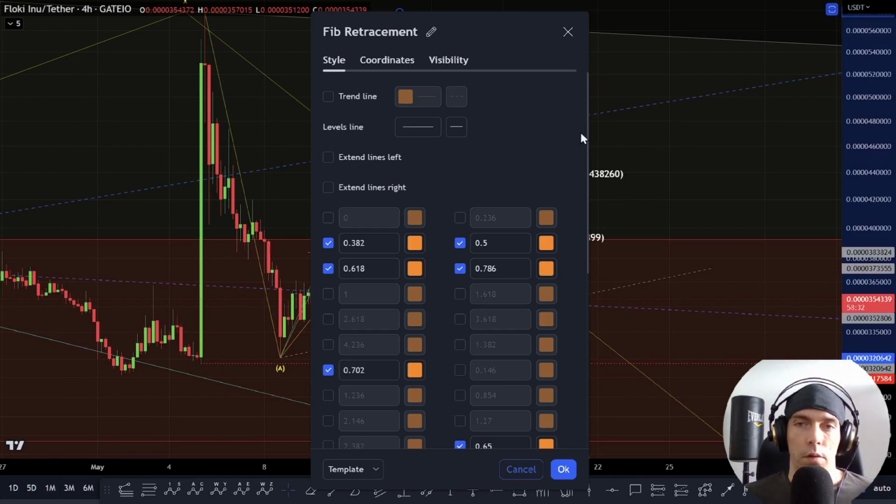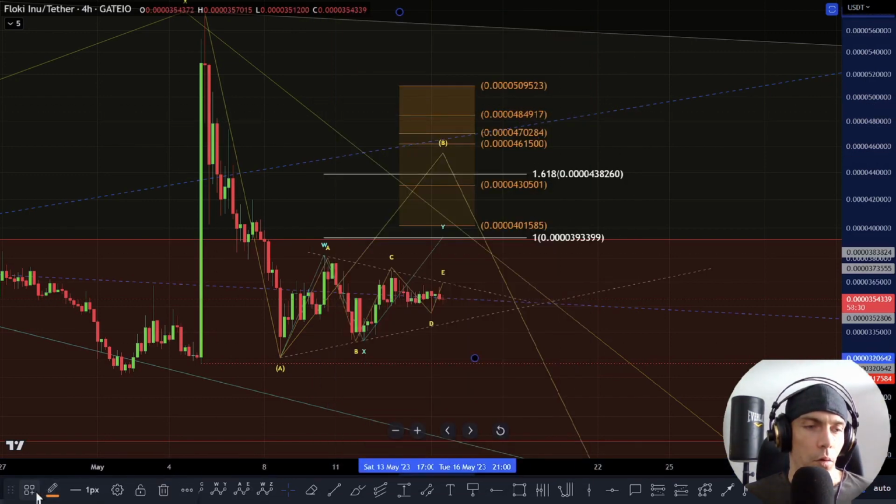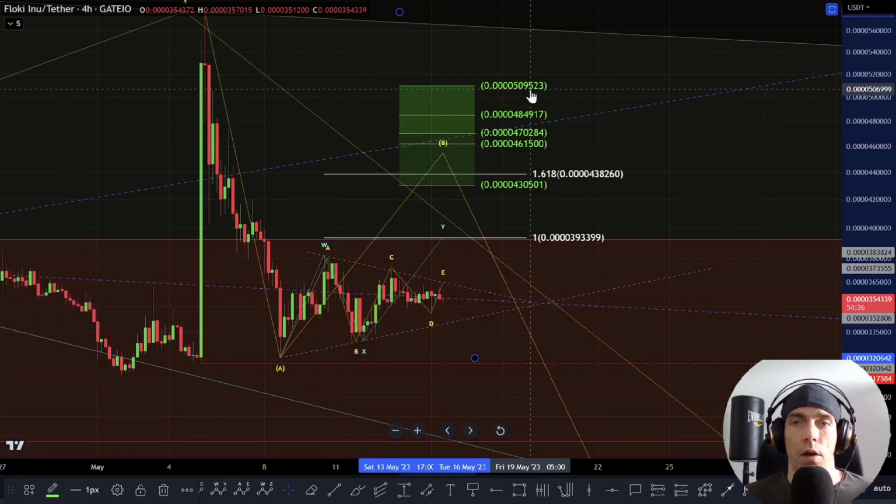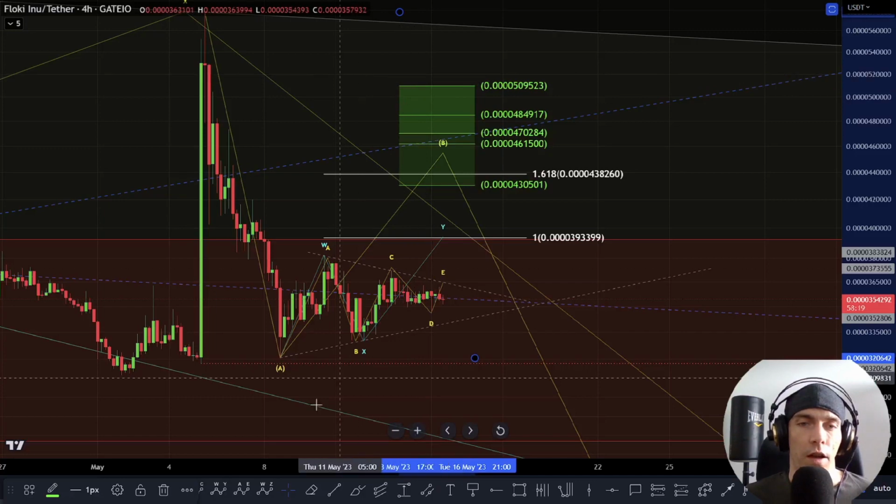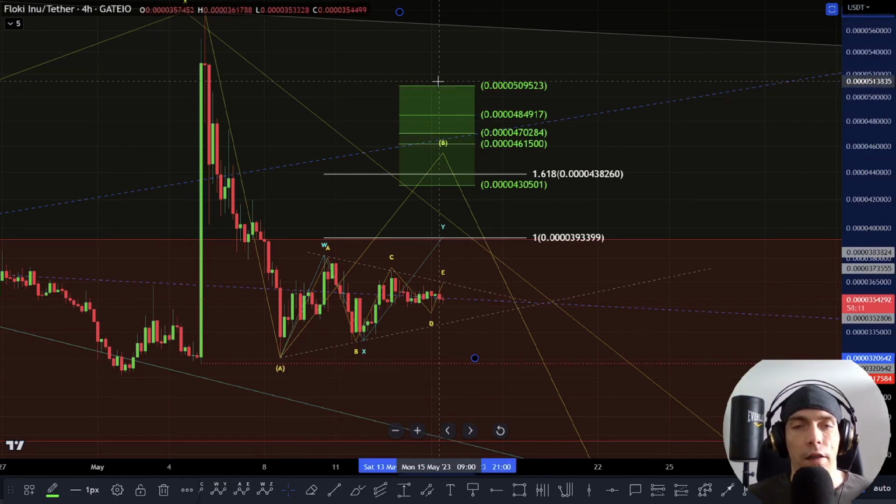Actually, let me just change this because this is the wrong one. This 509523 area at a 786. So we wouldn't want to come too much higher than this as a B wave, but it is still potentially possible depending on what structure we're going to get here. If this is going to be something like a flat, then potentially we could actually move higher than this zone.